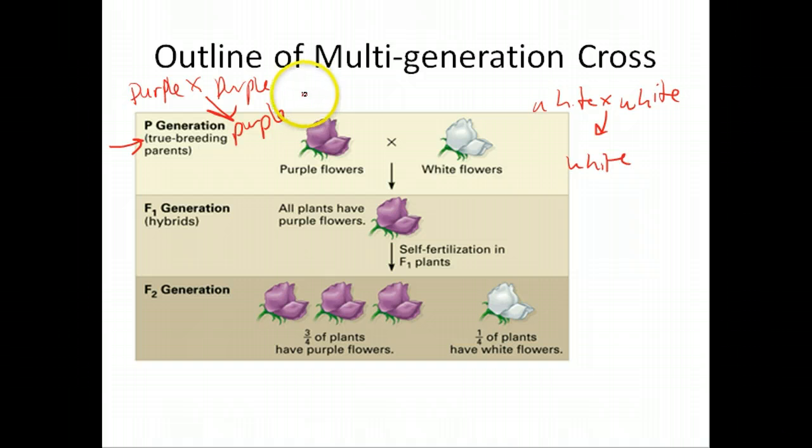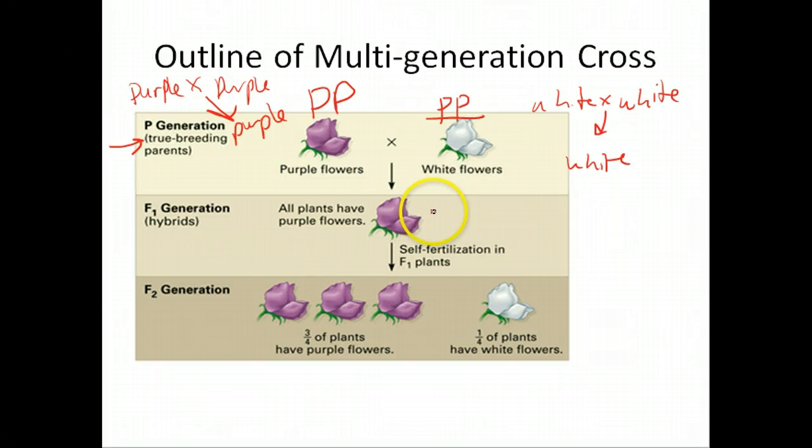Now, to make a long story short, the genotype for those purple true breeders is big P, big P. So it's homozygous dominant, and the genotype for the white true breeders is little p, little p, meaning it's homozygous recessive. So this one has two dominant big P alleles. This one has two recessive little p alleles. So Mendel wanted to know what happened when he crossed those.